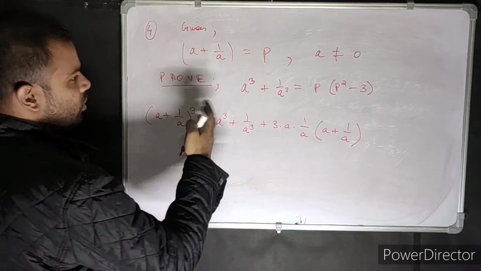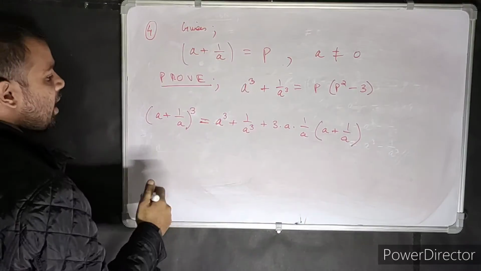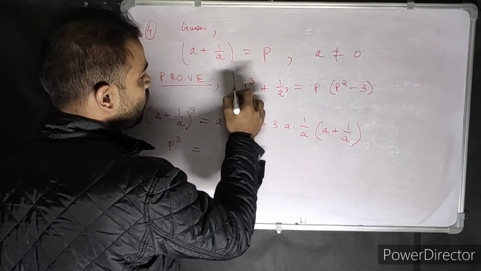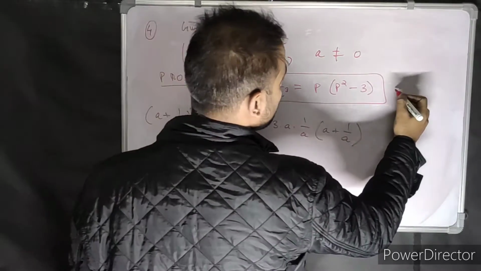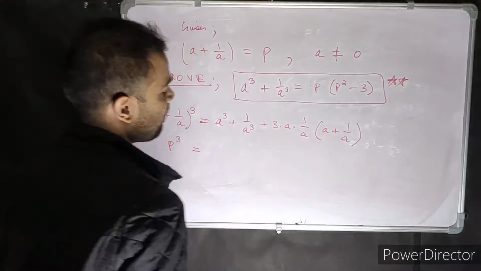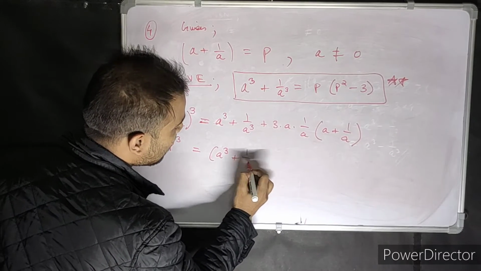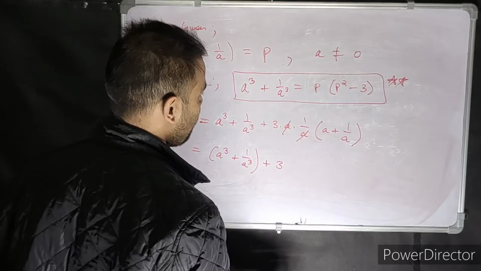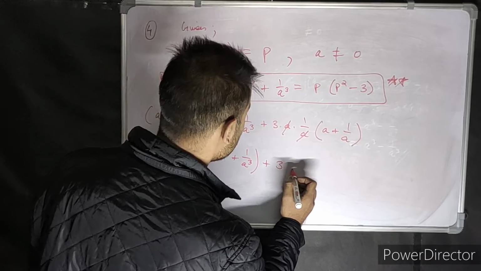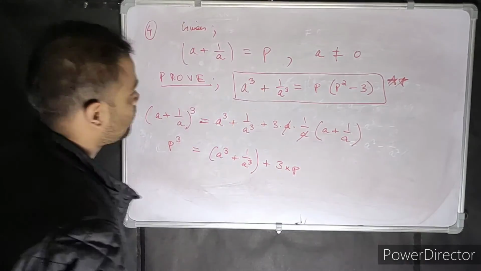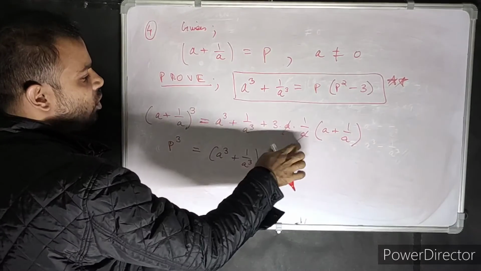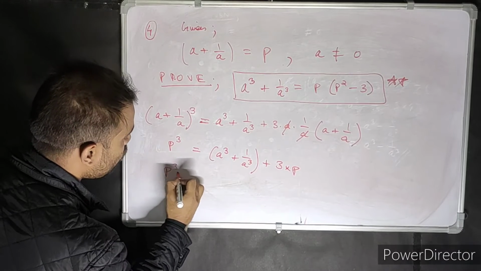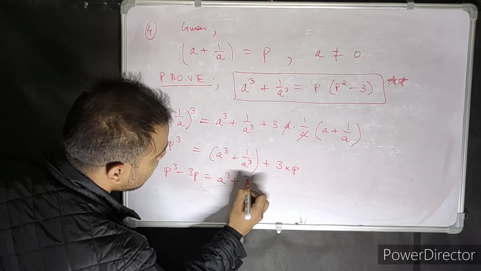Go ahead. Put the values of whatever you can see. A plus 1 by a is p, so write it as p cube. Then a cube plus 1 by a cube is what you have to find. Don't put a value for this. If you put a value here, you will get lost in the exam. Then plus 3 into p. The a into 1 by a gets cancelled, that's a 1. 3 into p is 3p, and a plus 1 by a is p. So this is p cube minus 3p is equal to a cube plus 1 by a cube.